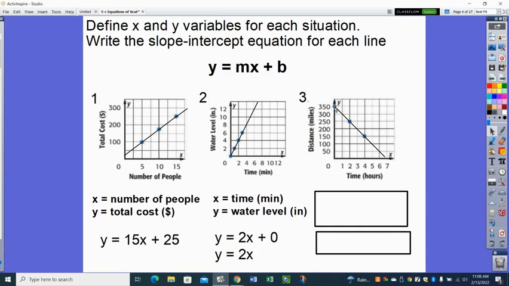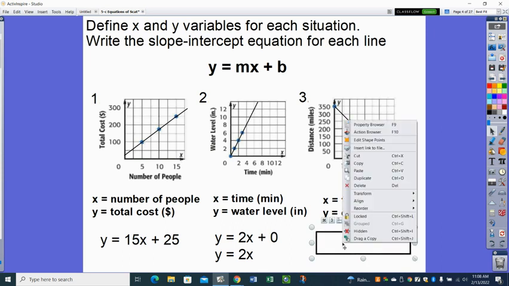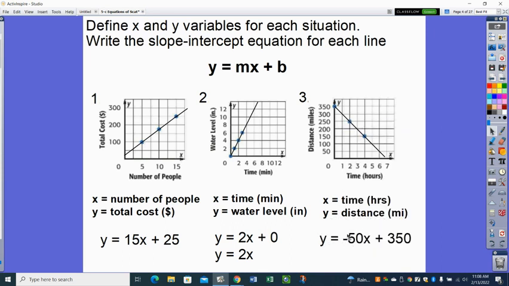Finally, this one is going to start at 350, remember, and it's going to drop. So we're going to have a negative. x is the number of hours, y is the distance in miles. So maybe we have 350 miles to go to get home. And then our rate of change, our slope, was to drop 50 miles for every hour. And we started with the 350.